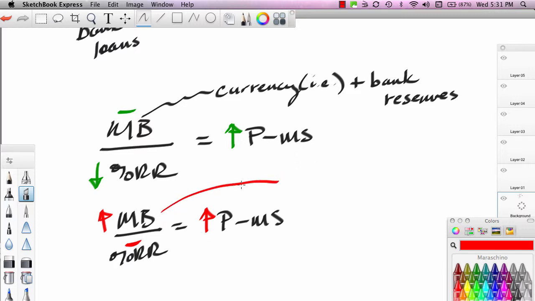Specifically, what would the Fed do? The Fed would increase the level of bank reserves. And you go, well, how can the Fed do that? Well, I'm going to show you. This is going to be open market operations today.